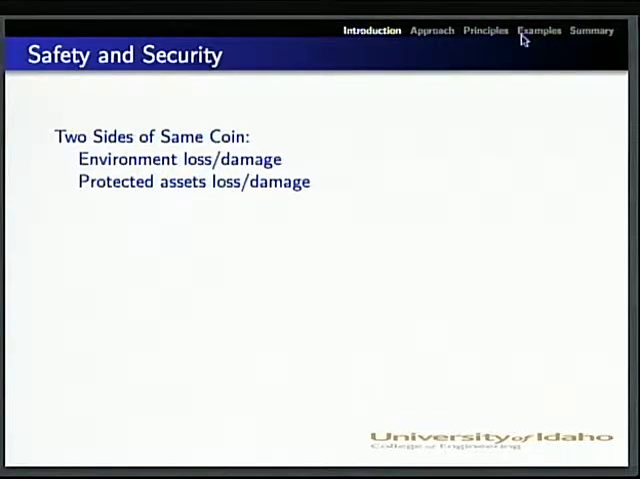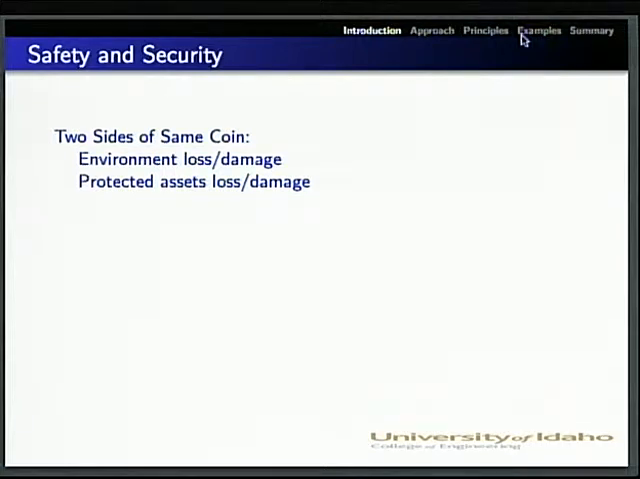I wanted to talk a little bit further about the relationship between safety and security. And in reality, safety and security are two sides of the same coin. The reason we're trying to stress this is because there are many techniques that have been developed in the security community that could be used for safety and vice versa.